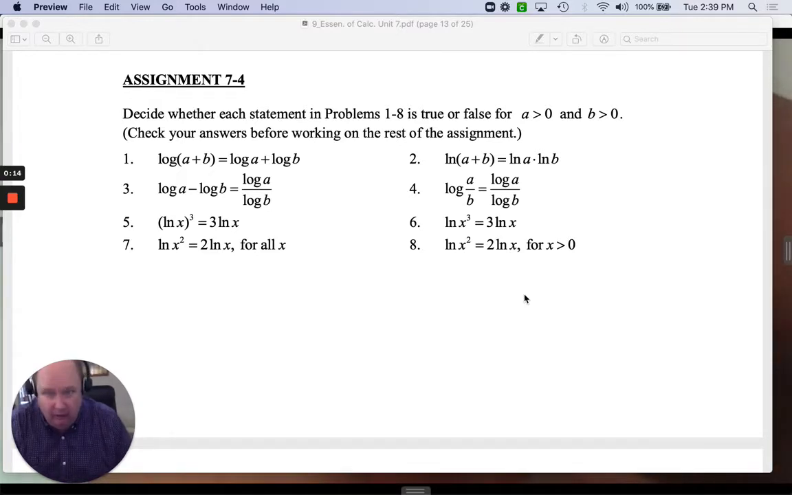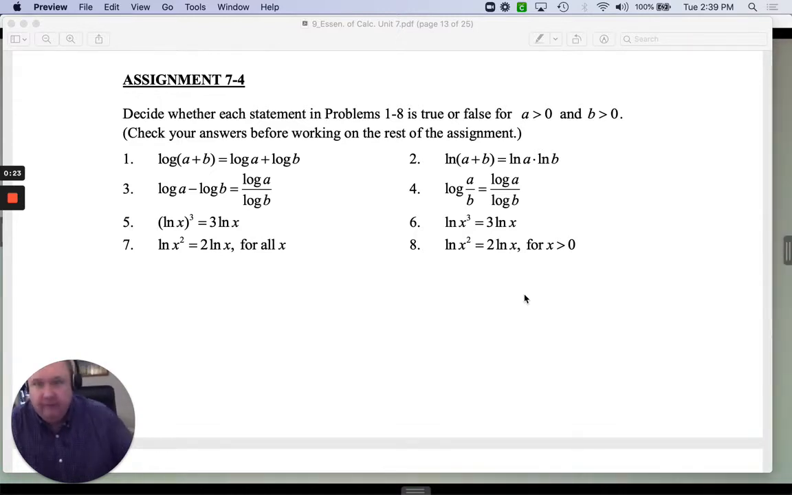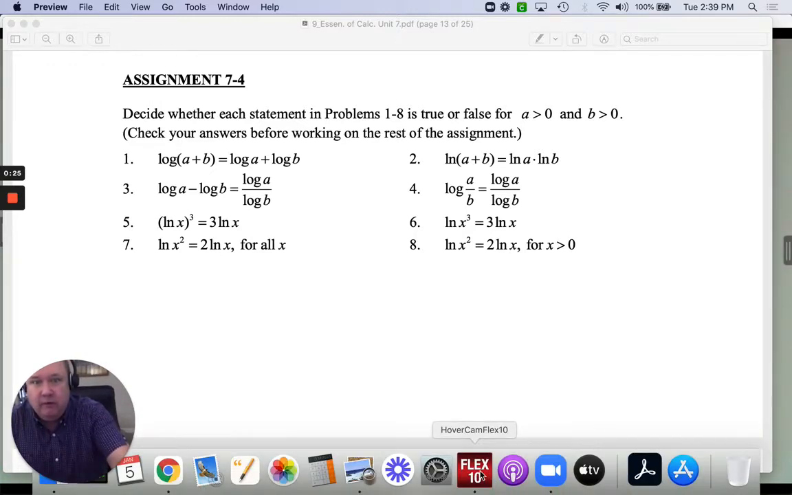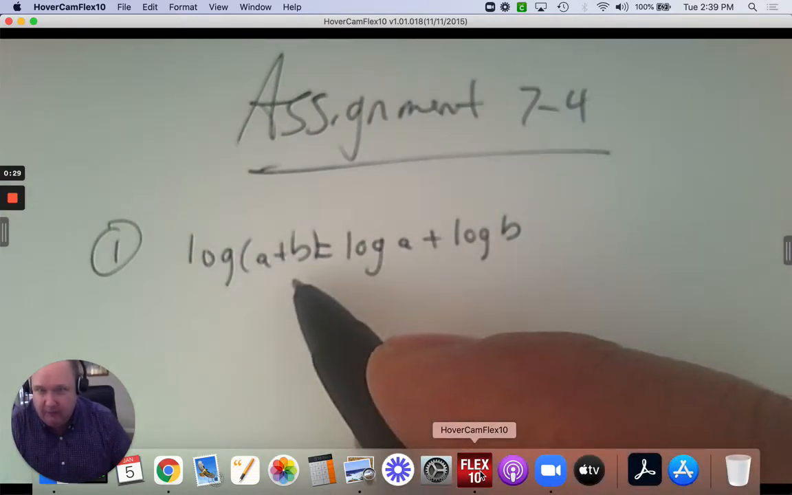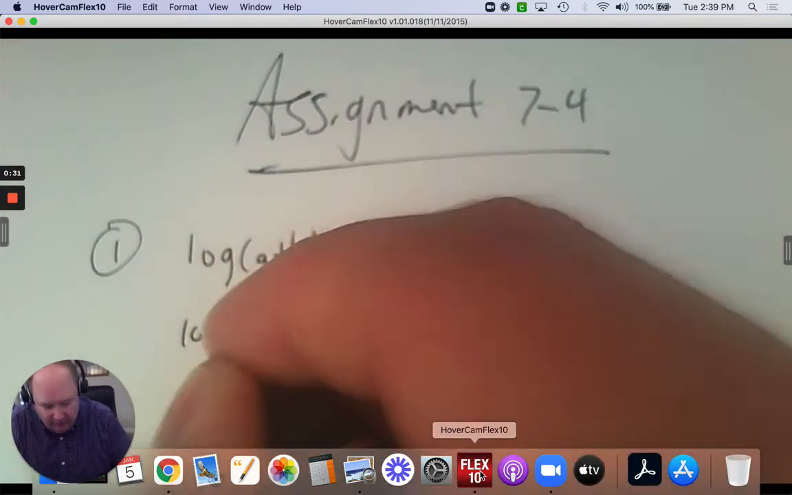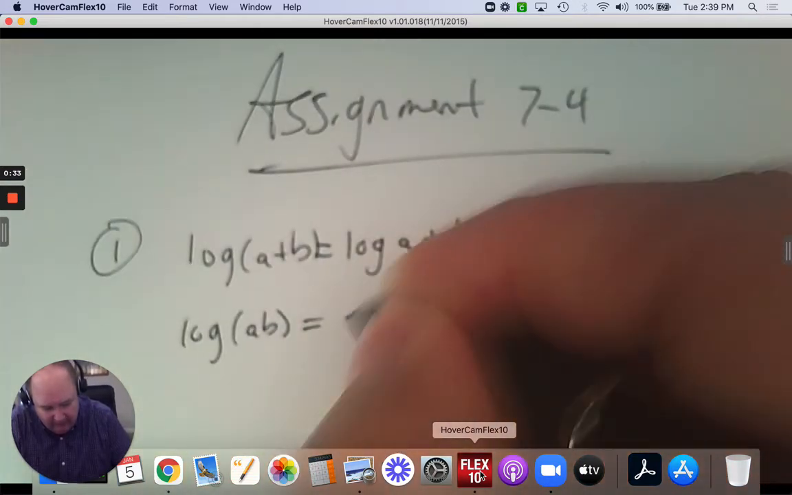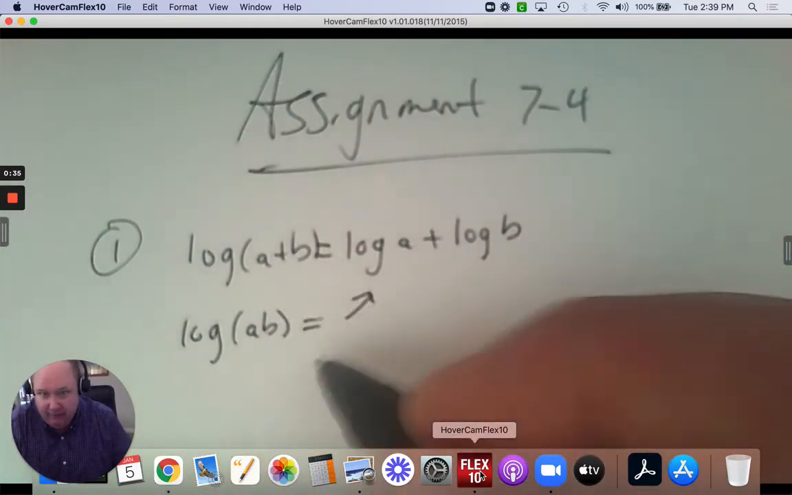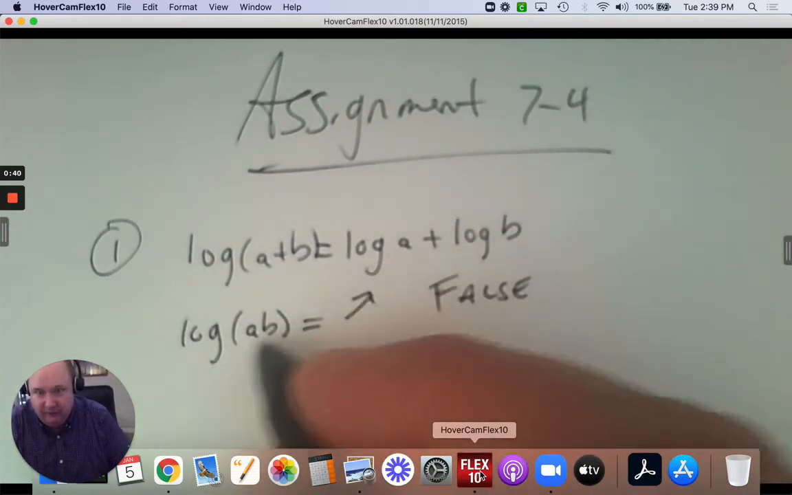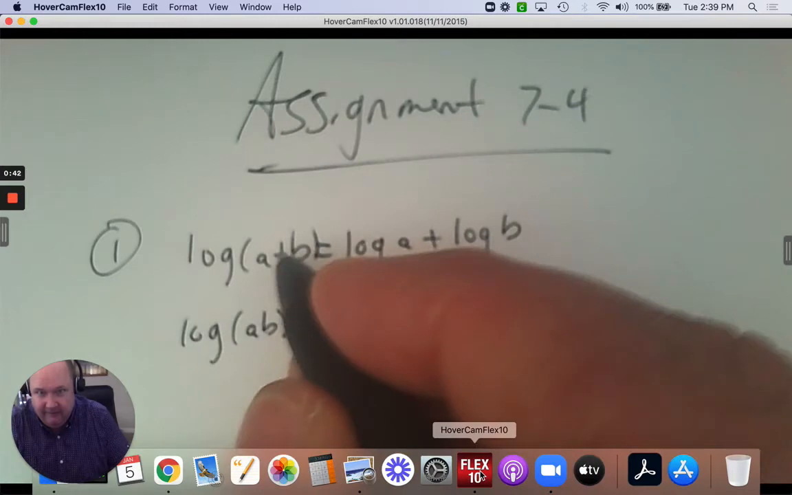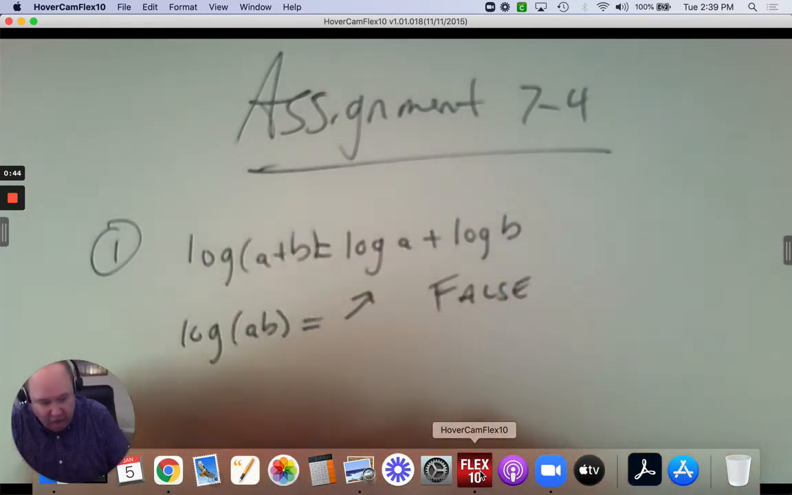Number one, log(A + B) is equal to log A plus log B. I'll just show you here. Is that a true statement or not? Is that a correct property? And the answer is no. The correct property is log(A times B) equals that, not A plus B. This is false. The product leads to that, not adding and adding. Do you know your properties?